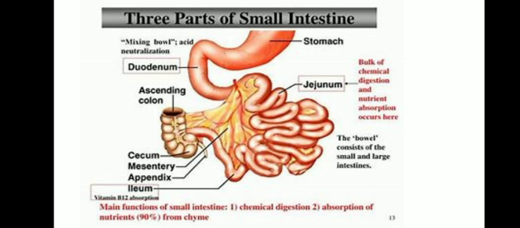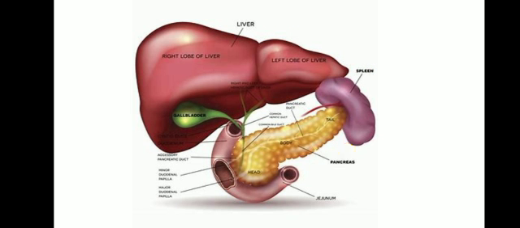Among that, in the duodenum part of the small intestine, two main important organs are present. One we call the liver, the other we call the pancreas. The liver secretes bile. You see this is the liver, and the C-shaped duodenum. The liver is the largest organ in our body. It secretes bile.